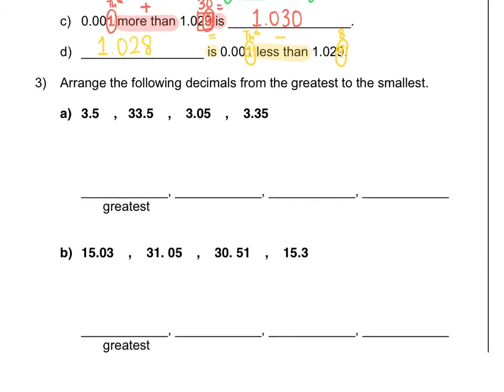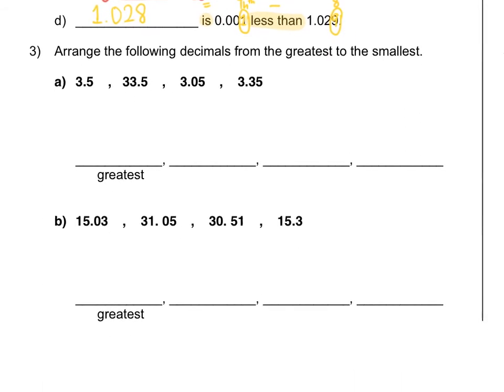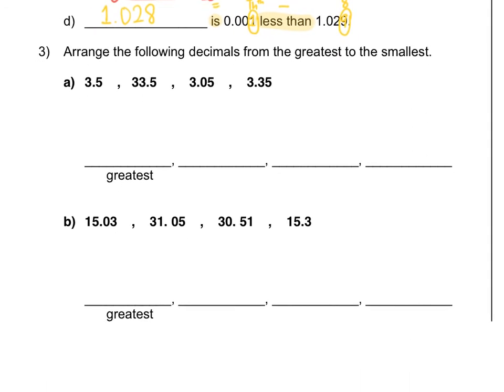Let's go on to look at question number 3, that is ordering decimals. Okay, so for question 3A and 3B, we are supposed to arrange the decimals from the greatest to the smallest. Okay, and we are given 4 decimals. So with these 4 decimals, it is very important that we look at what the smallest place value is and the largest place value. Okay, so it's to 2 decimal places.